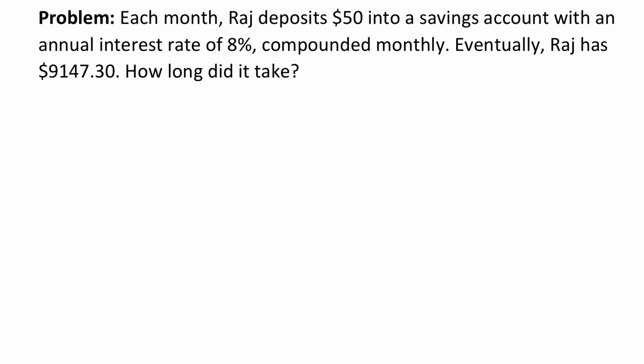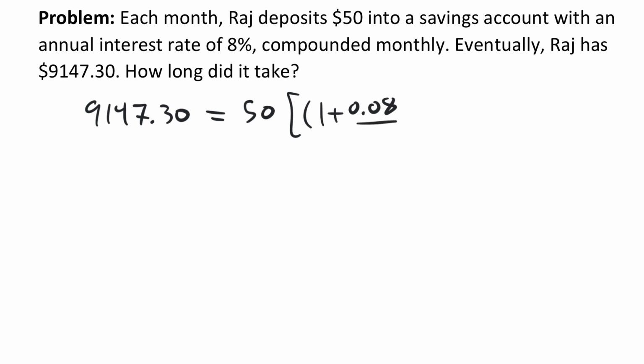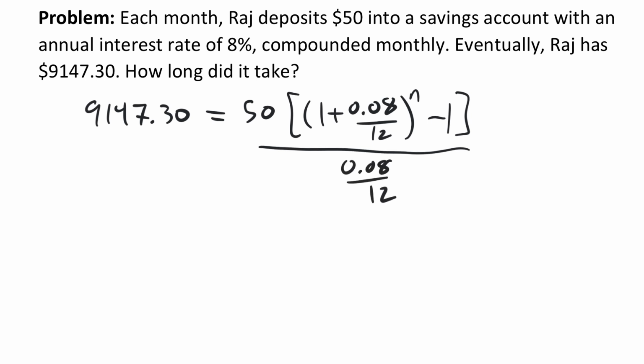All right, let's add another twist. Each month, Raj deposits $50 into a savings account with an annual interest rate of 8% compounded monthly. Eventually, Raj checks his account and notices that he has $9,147. How long did it take? So we set it up as 9147 equals 50. We know the payments are $50. Times 1 plus 0.08 divided by 12 to the power of n, because we don't know how long it's been, all divided by 0.08 over 12.